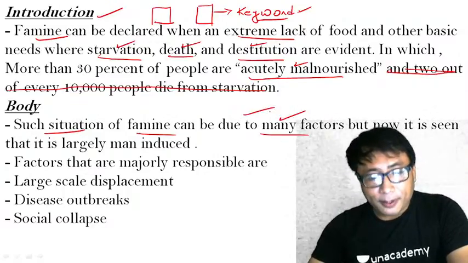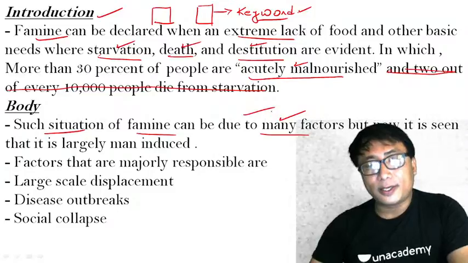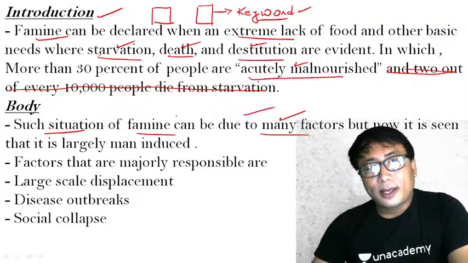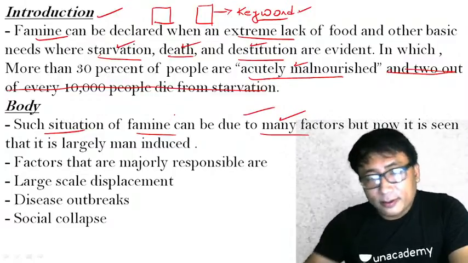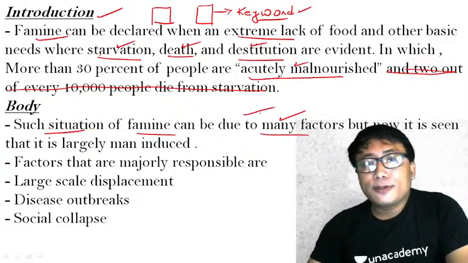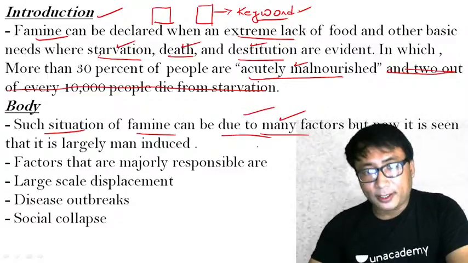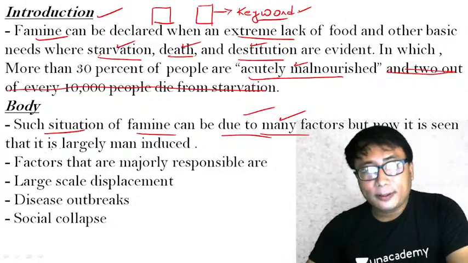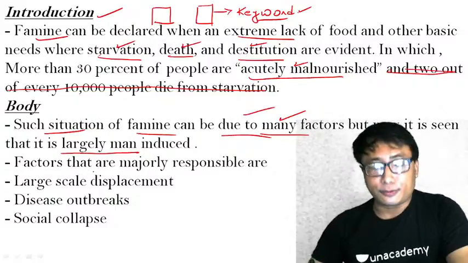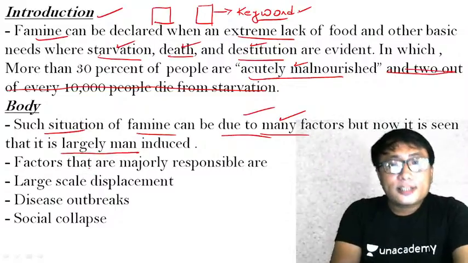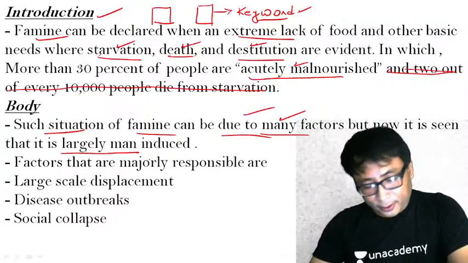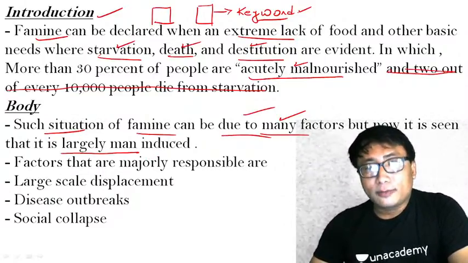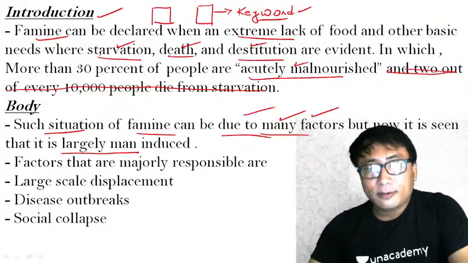Why? Because it may be because of natural factors. Okay, if there is a huge flood, and also suppose if there are drought-like conditions, or it may be other reasons. Okay, so it can be due to many factors. Clear? But now it is seen that it is largely man-induced. Clear? See, in this statement, I am not writing that famine is because of man-induced factors only. No, I am saying it is because of many factors, but now it is seen it is largely man-induced.